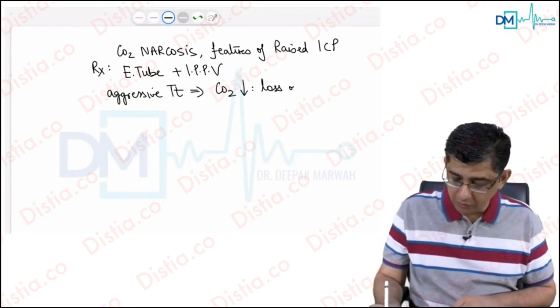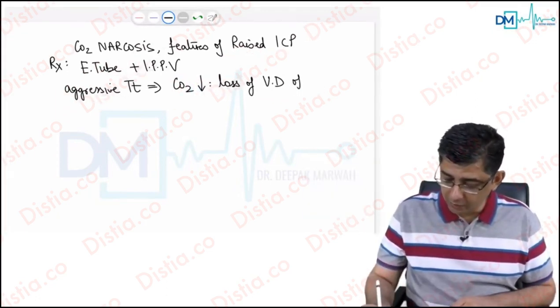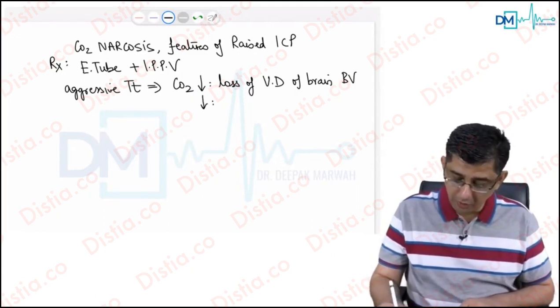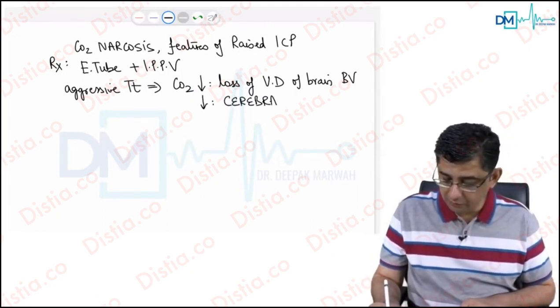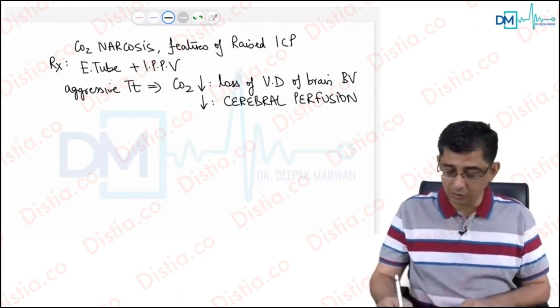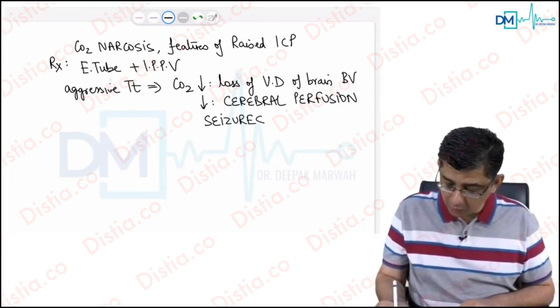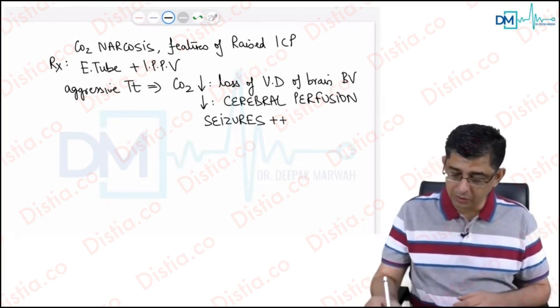Carbon dioxide washout will cause loss of vasodilator property of brain blood vessels, due to which now the opposite will happen. This will contribute to decrease in cerebral perfusion. This explains why in a patient of respiratory acidosis, when you aggressively treat the patient, it might actually contribute to seizures due to sudden global hypoperfusion of the neurons. The underperfusion of neurons can trigger seizures in a patient.